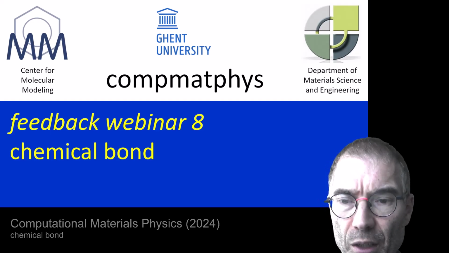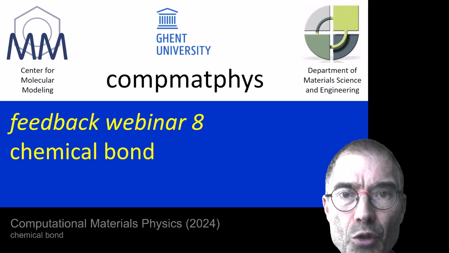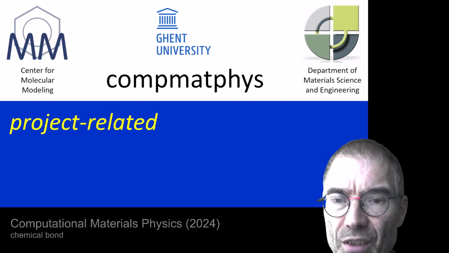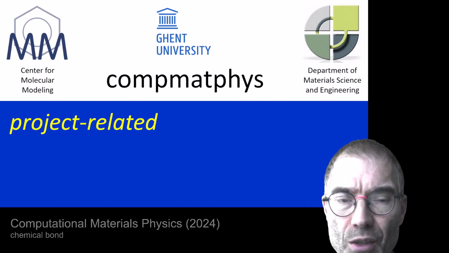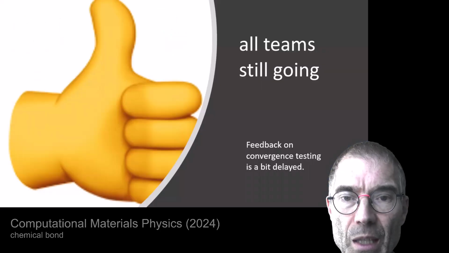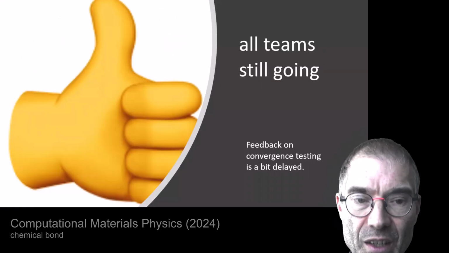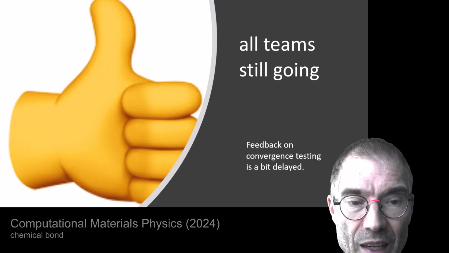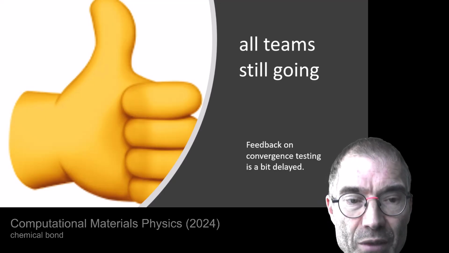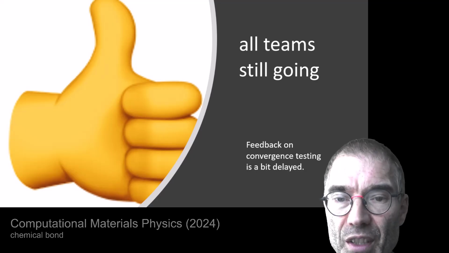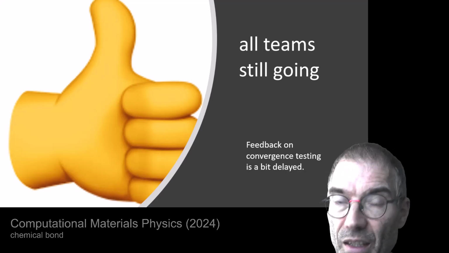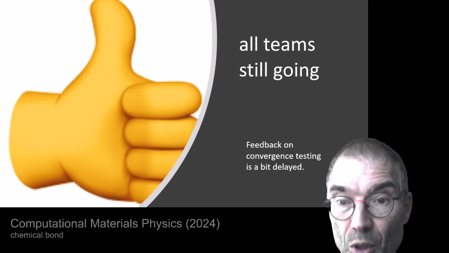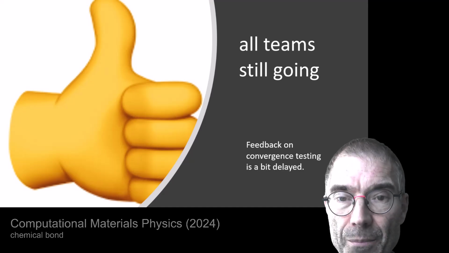So this is the feedback webinar about the chemical bond topic. But first, some administration and computational things regarding the project. The project teams who had started are still going fine, I see from their reports. Unfortunately, I didn't get to the point of giving feedback on the intermediate reports that have been submitted. I will try hard to do that in the first half of the coming week, but it didn't happen yet. Sorry for that.